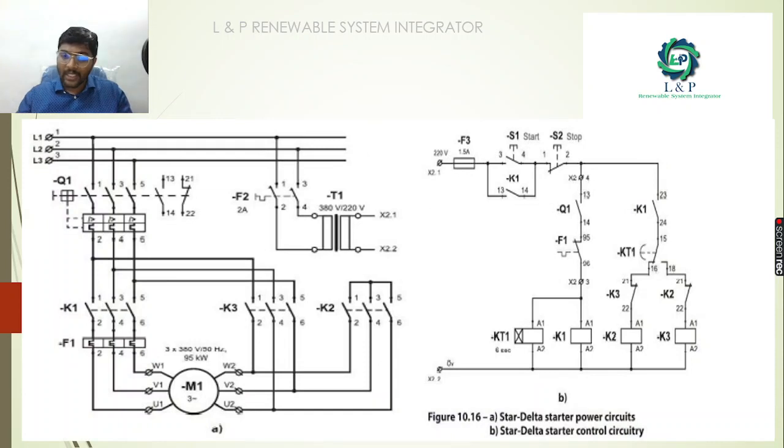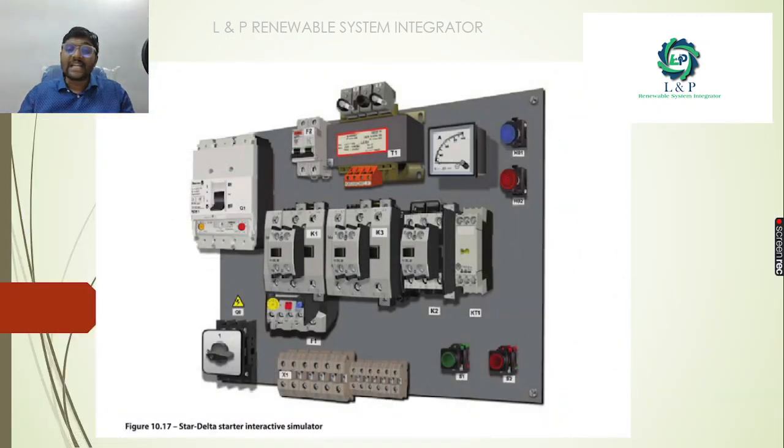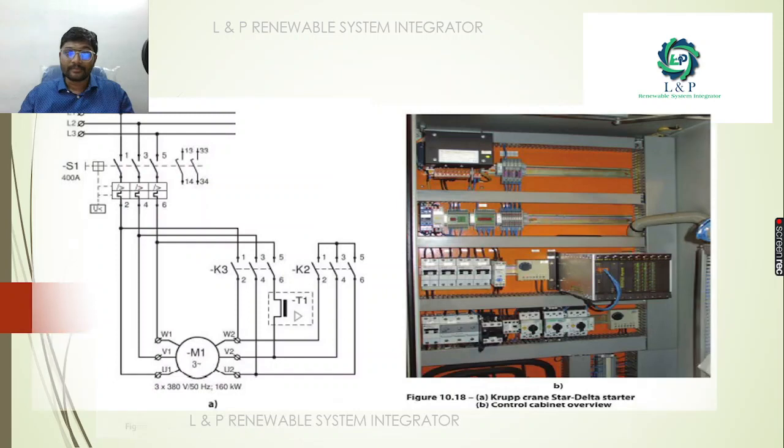So as we told earlier, we have a power circuit and also control circuitry. If you had a plan to control a power circuit using a star delta, then this is how you need to make the wiring connections. Or if you're planning for a star delta control circuitry, this is the wiring connection that you need to make. This is the star delta interactive simulator.